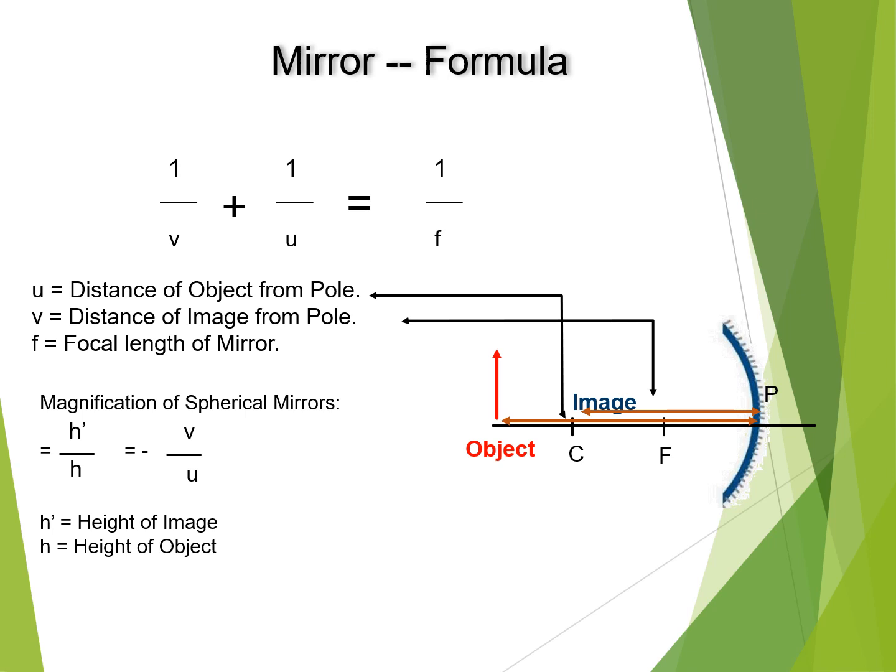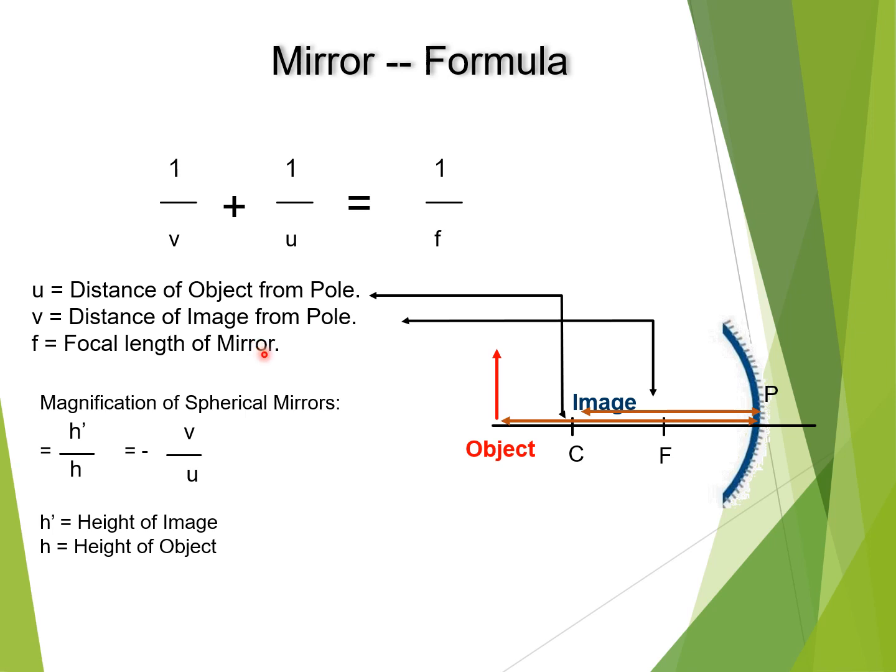Then there are certain formula for mirror. One of the most important formula is 1 upon V plus 1 upon U is equal to 1 upon F, where U is the distance between the pole of the mirror and the object. This is U. V is the distance of image from the pole. So if the image is formed here, then V is the distance between pole and image. And F of course is the focal length of the mirror. This is very, very important. 1 upon V plus 1 upon U is equal to 1 upon F.